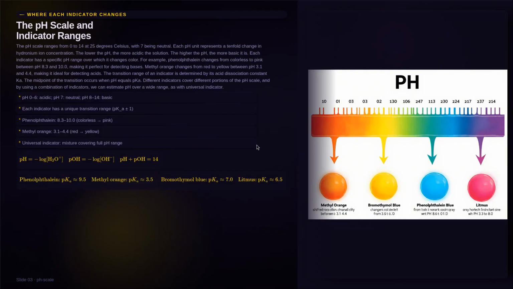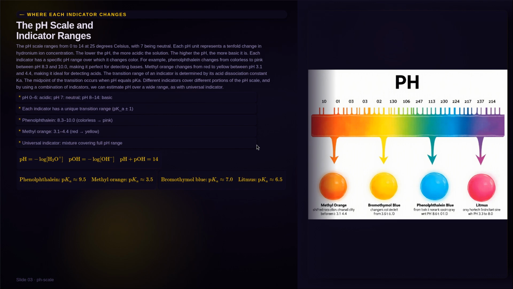The pH scale ranges from 0 to 14 at 25 degrees Celsius, with 7 being neutral. Each pH unit represents a 10-fold change in hydronium ion concentration. The lower the pH, the more acidic the solution. The higher the pH, the more basic it is. Each indicator has a specific pH range over which it changes color. For example, phenolphthalein changes from colorless to pink between pH 8.3 and 10.0, making it perfect for detecting bases. Methyl orange changes from red to yellow between pH 3.1 and 4.4, making it ideal for detecting acids.